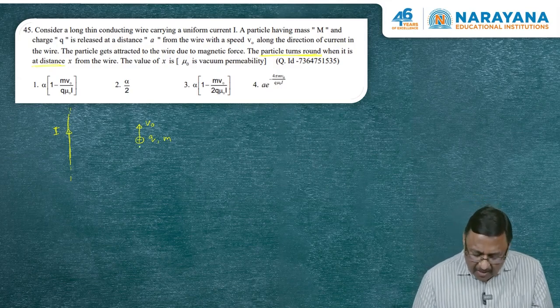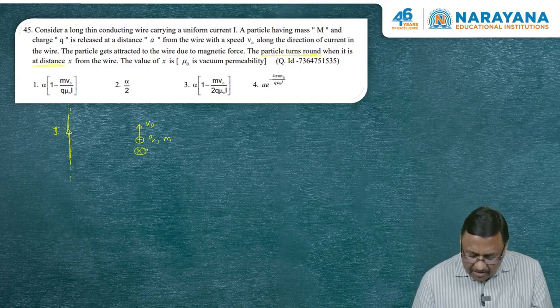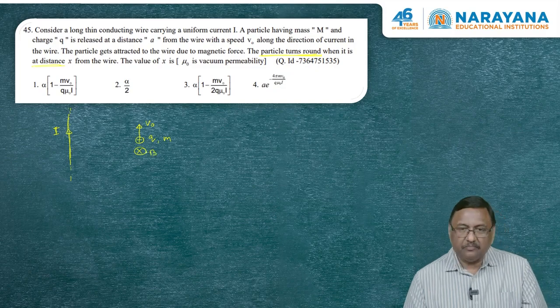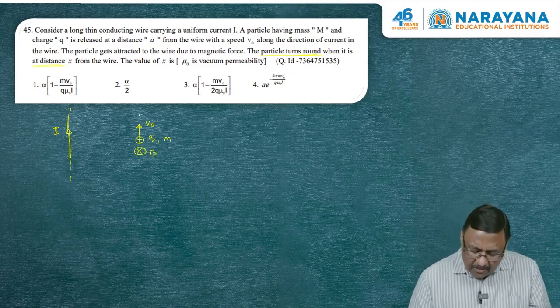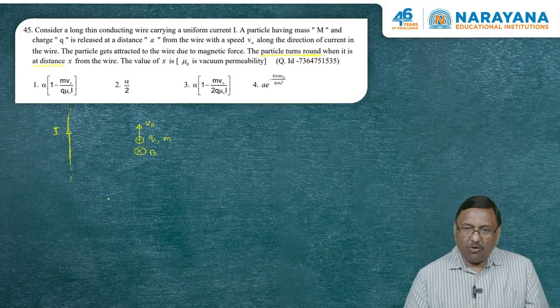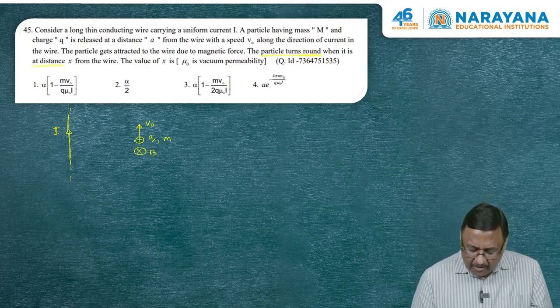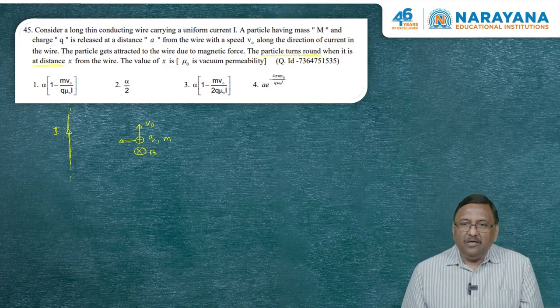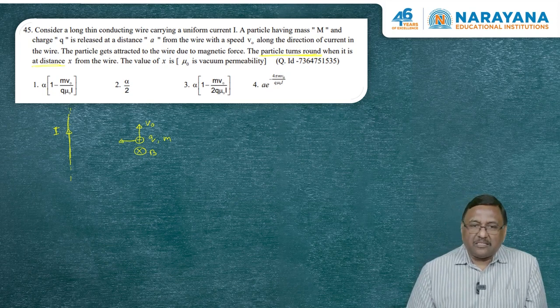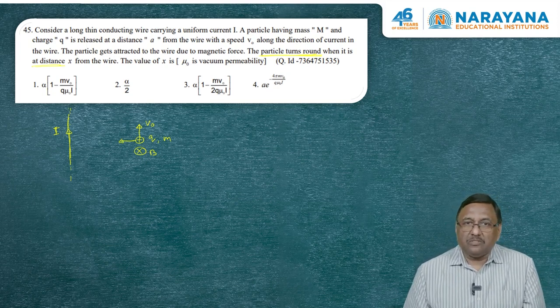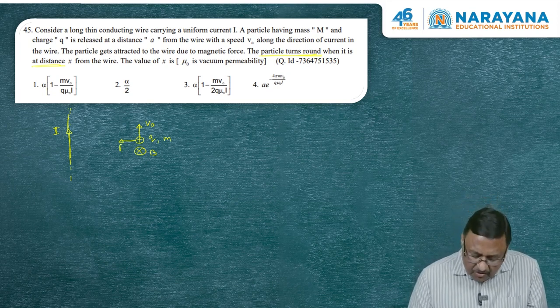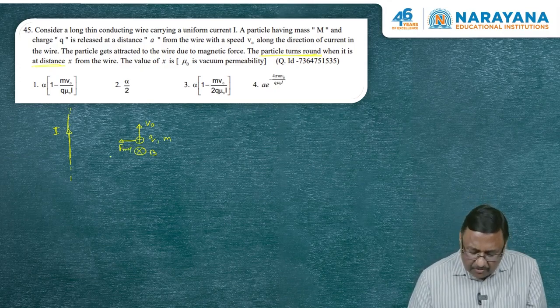Because of this wire, at this point, your magnetic field direction is in the downward direction. Easy. V is in the upward direction, B in the downward direction. V cross B is going to give you force towards the wire. That means, as he is saying, this particle starts getting attracted towards the wire due to the magnetic force. Absolutely correct. So this is going to be the magnetic force at this position.